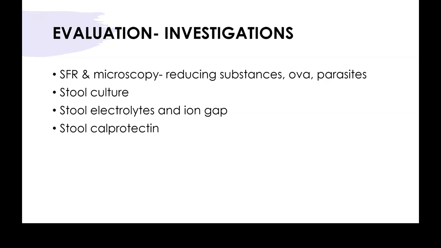Stool calprotectin is a thing which you will see in the stools when there is inflammation. So it's elevated. This particular substance is elevated when there is inflammation. But the significant thing you need to understand is that even in simple acute gastroenteritis, calprotectin can be elevated, but it will be elevated by hundreds. If it is inflammatory bowel disease, celiac disease, or some other inflammation, it will increase very much beyond 500 and sometimes 1000.